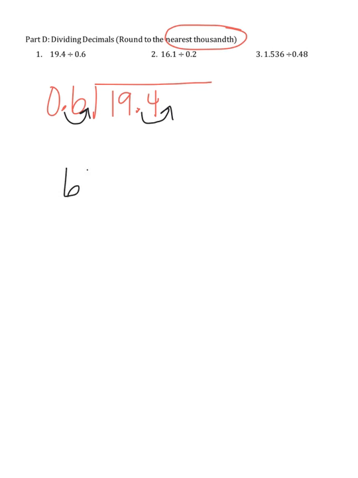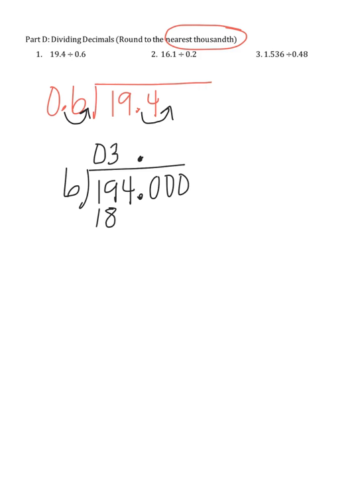as 6 into 194. I still need to add my decimal and the whole number, bring it straight up to the quotient, and add a few zeros just in case. Now we're ready to divide. 6 goes into 1 0 times. 6 goes into 19 3 times. Bring down our 4. 6 goes into 14 2 times.